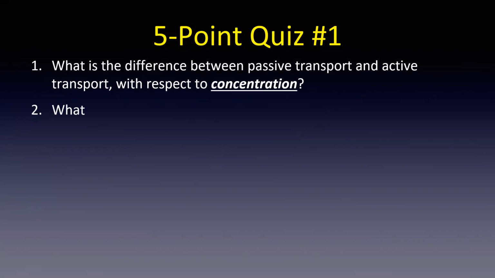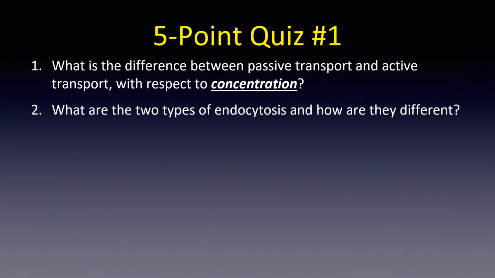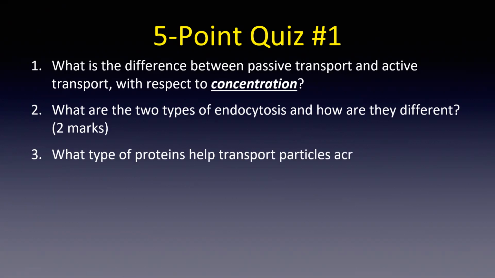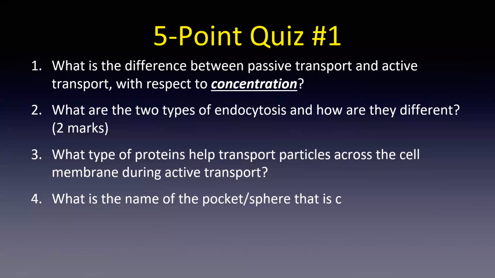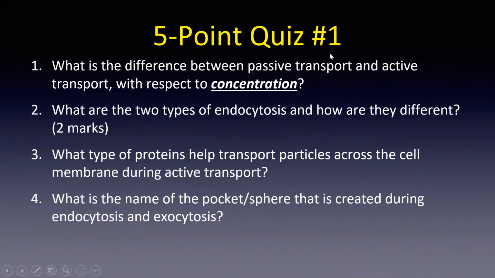give you the answers. So the first question says, what is the difference between passive and active transport with respect to concentration? Again, you don't need to write down the questions. You can just answer them as you wish. Number 2, what are the 2 types of endocytosis and how are they different? Number 3, what type of proteins help transport particles across the cell membrane during active transport? And number 4, what is the name of the pocket or sphere that's created during endocytosis and exocytosis? So I'll leave those up there for about 5 minutes, and then we'll go over the answers.